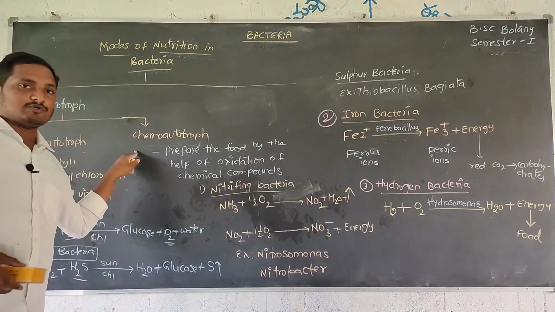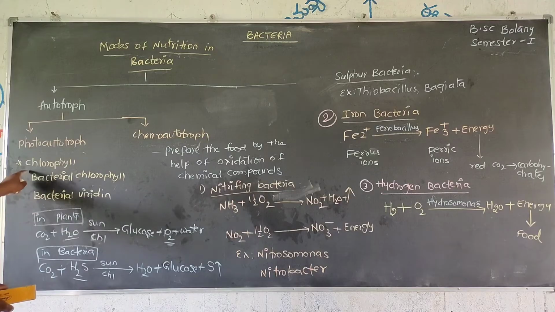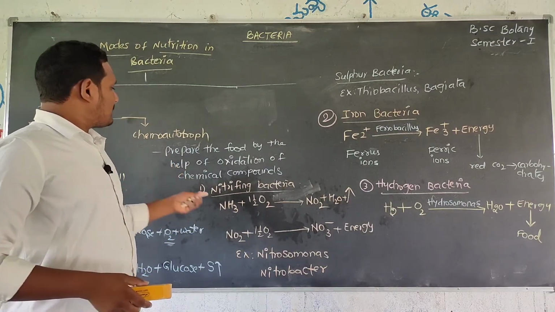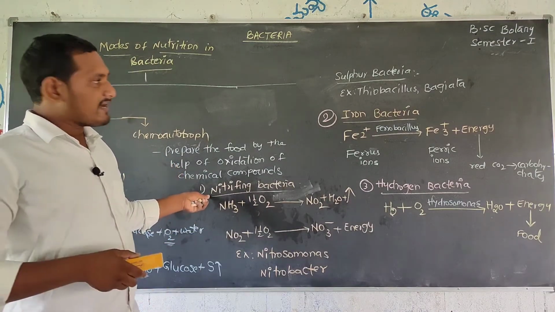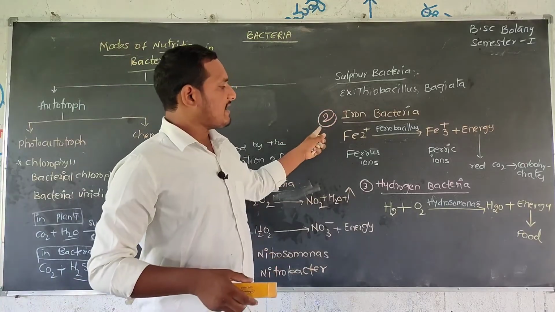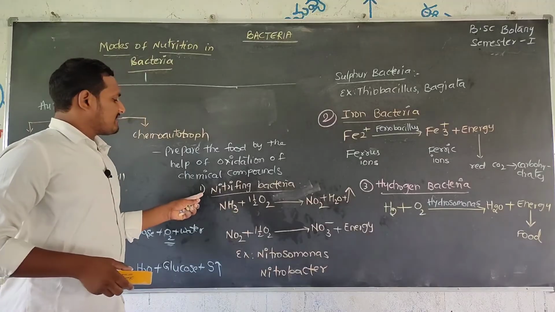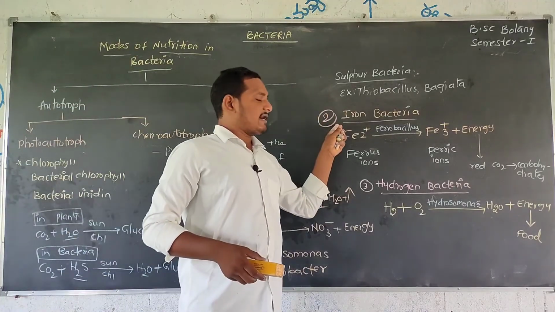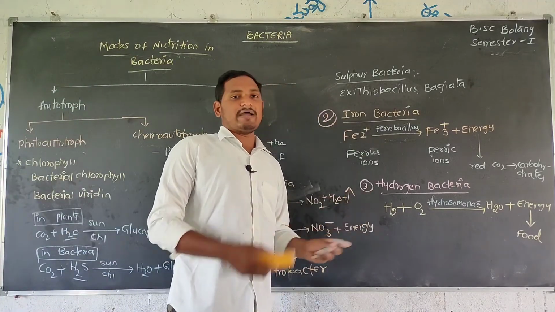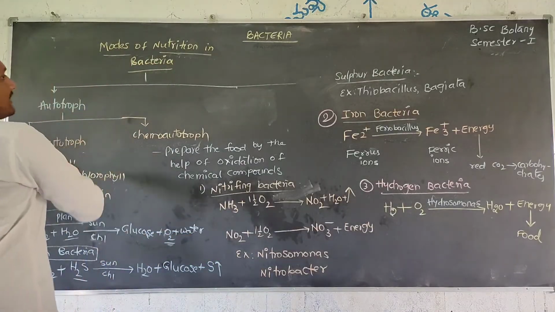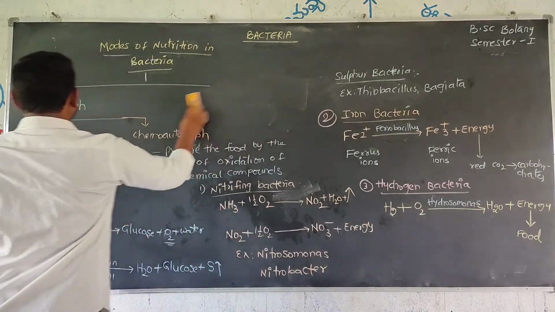Photoautotrophs, chemoautotrophs. Photoautotrophs means chlorophyll is present, bacterial viridin. Chemoautotrophs include Nitrosomonas, a nitrifying bacteria, sulfur bacteria, iron bacteria, and hydrogen bacteria. These are the chemoautotrophs. Now we have to take heterotrophic bacteria.